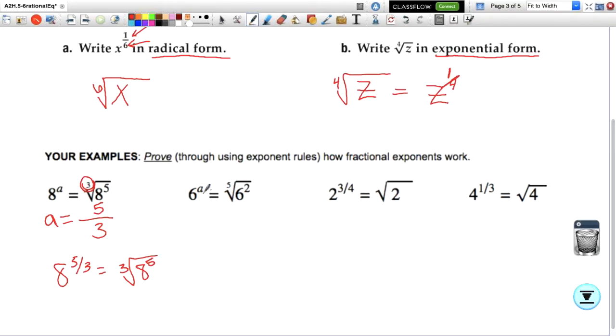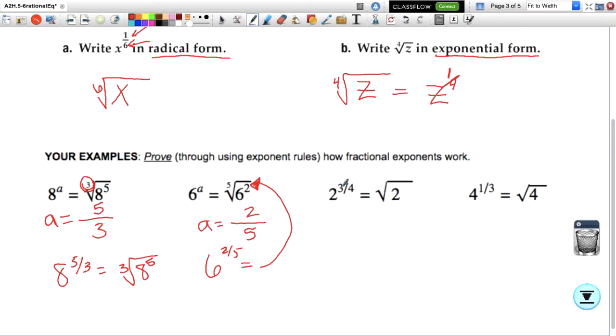Okay, so take a second and think about this one. What would a have to equal so that it became this? Our denominator would have to be the index, and our numerator is whatever power is attached on the inside here, so squared. So we would have that 6 to the 2/5 power is the exact same thing as 6 squared 5th rooted. So let's fill in our blanks over here.